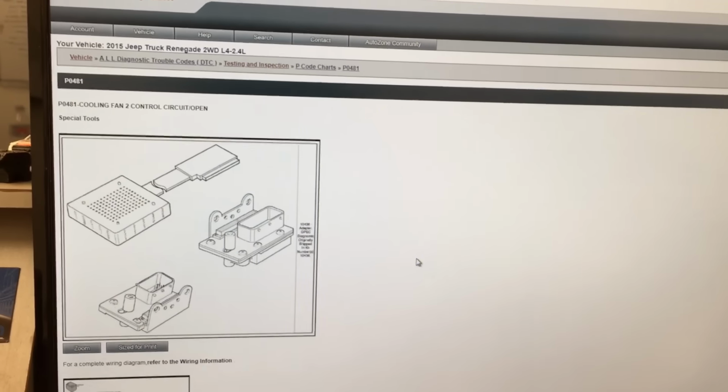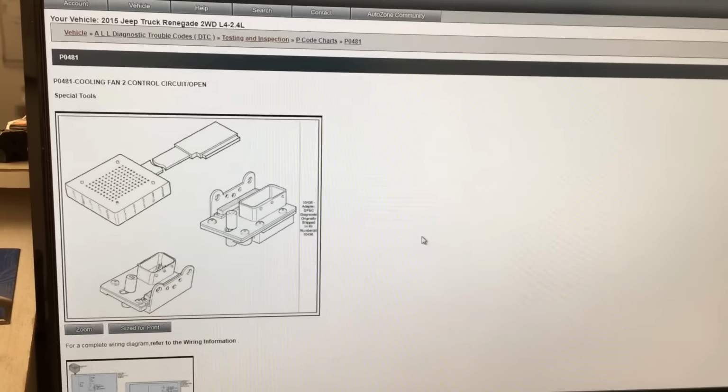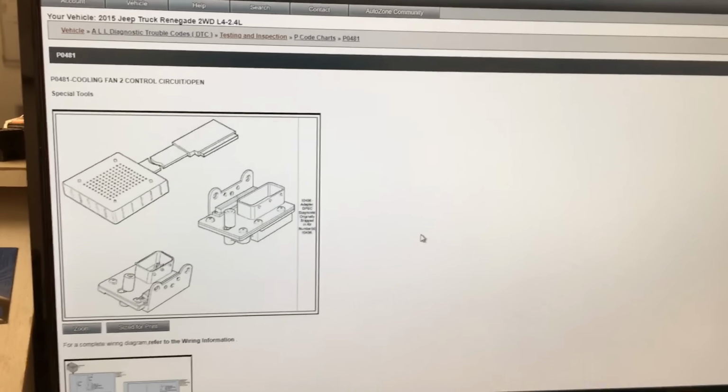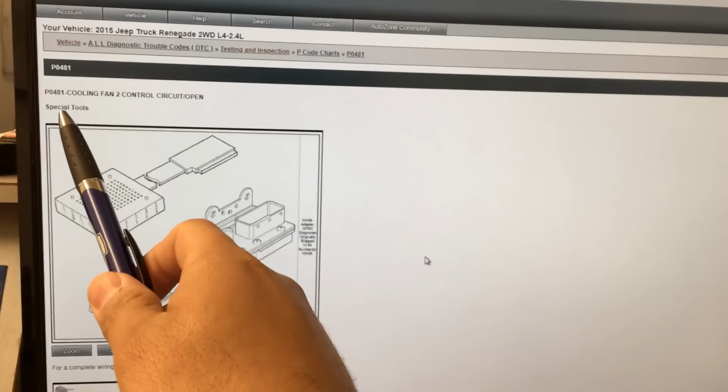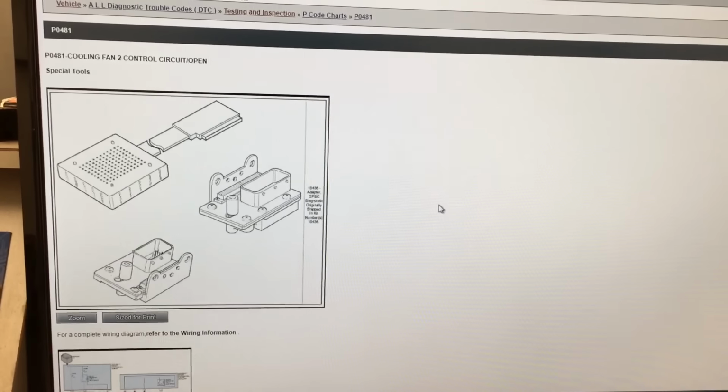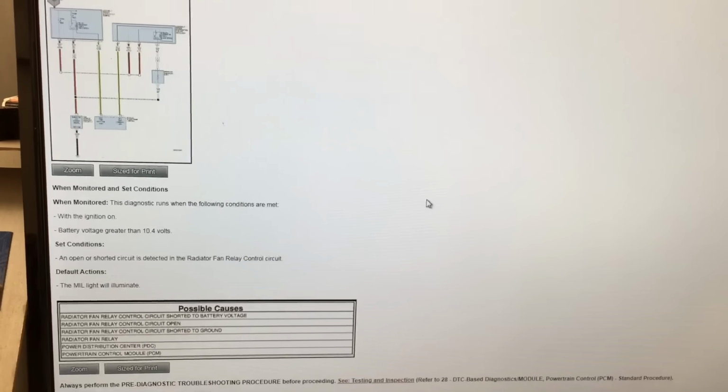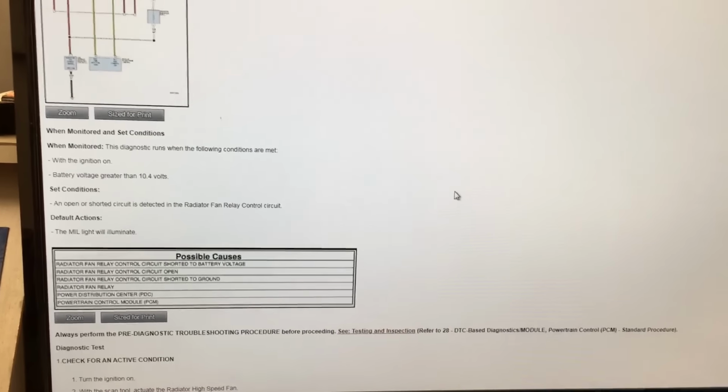All right guys, so we're over here at the computer in my office, and I've got all data pulled up. And as you can see, we have the code description for P0481 cooling fan 2 control circuit open. What we're going to do is take a look at the code description and get a little more familiar with the system, how the system works, and how this code gets set. So if we scroll down, we'll see some set conditions here.